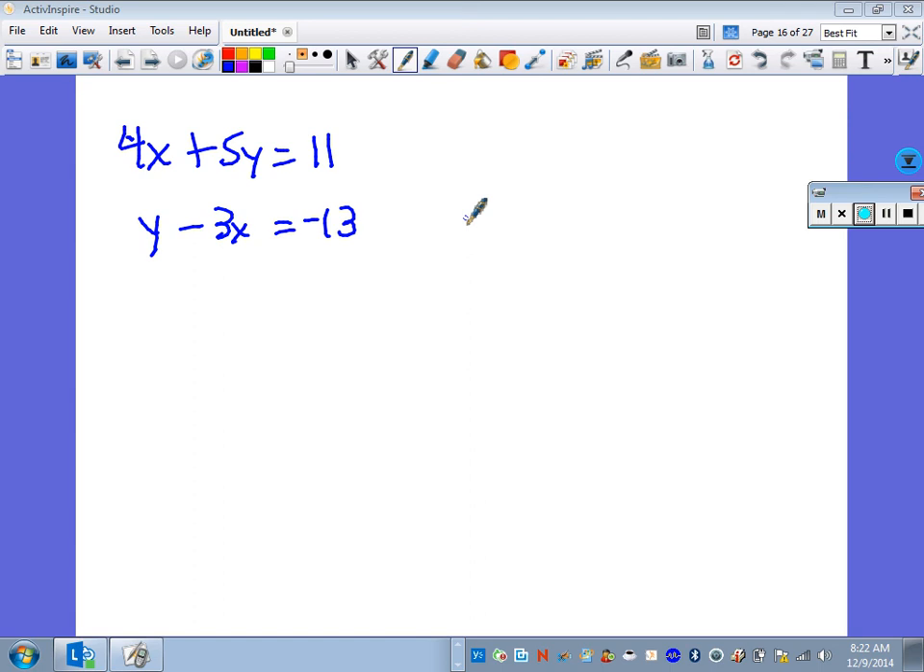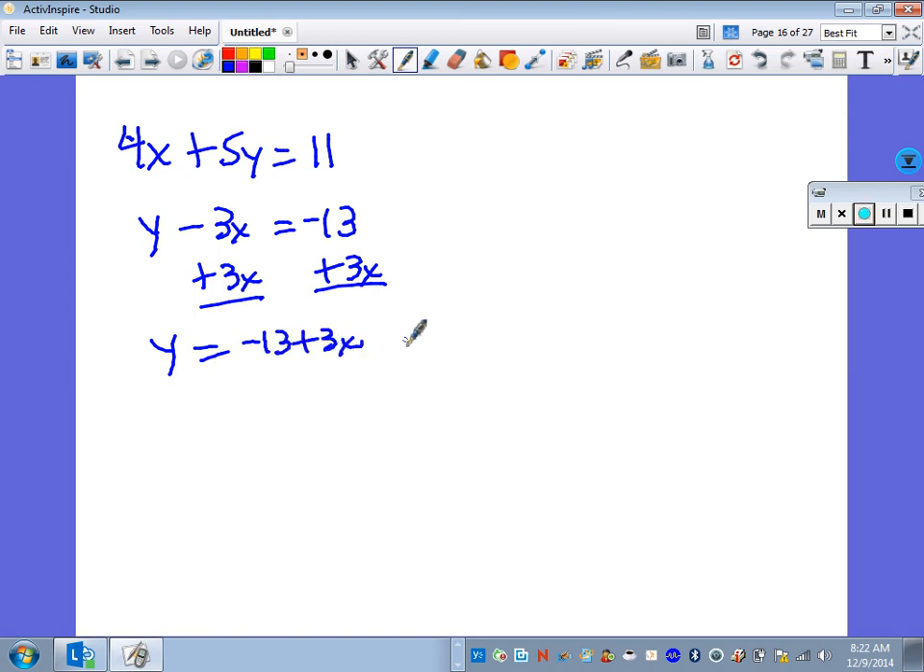Okay, here's the first one. I just handwrote it instead of typed it because I wanted it to go quicker. So notice that this one is the only one that has a coefficient of 1, this y. So I'm going to solve this equation for y by adding 3x to both sides. So I get y equals negative 13 plus 3x, or if you prefer 3x minus 13, that's fine.